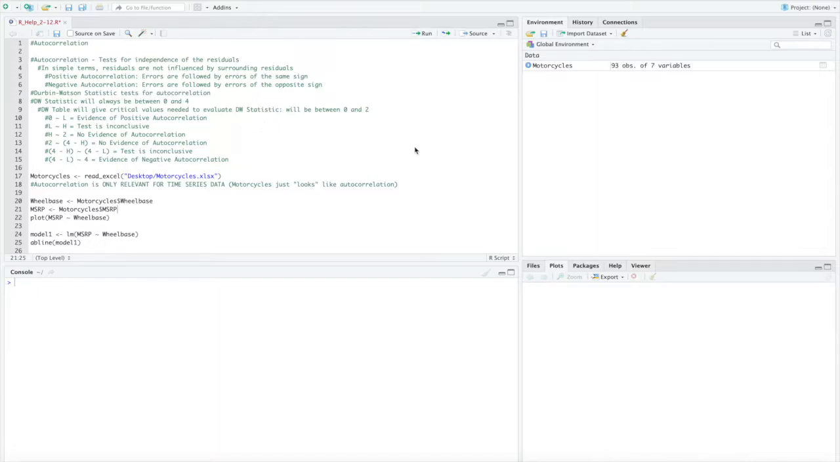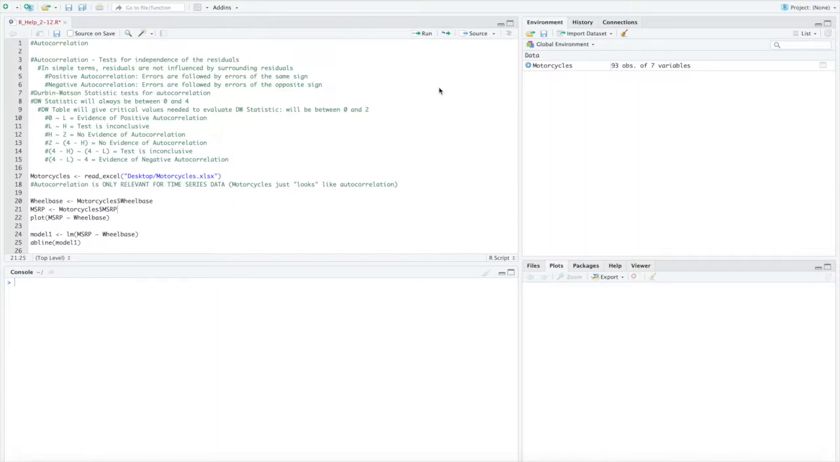The two types of autocorrelation that are going to be relevant to the content of this course are positive autocorrelation and negative autocorrelation. Positive autocorrelation means that errors are followed by errors of the same sign. Typically we'll see points increasing in magnitude away from the linear fit line, usually going either above or below the line. Negative autocorrelation means that errors are followed by errors of the opposite sign. Usually that means you get one point in the data that's above the line and then another that's below the line.